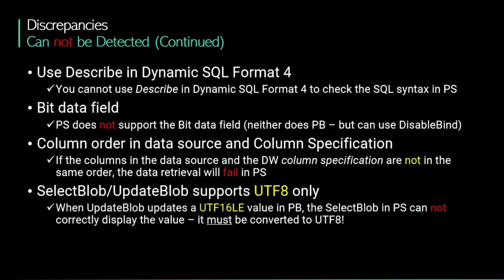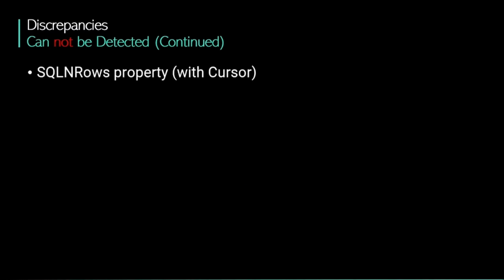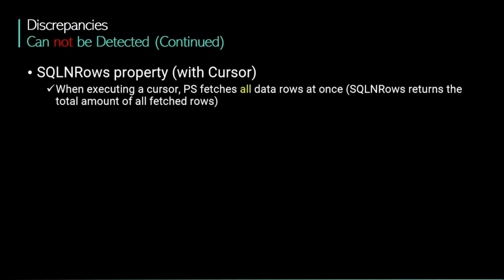Select blob and update blob supports only the UTF encoding. In recent versions of PowerBuilder, it uses the encoding UTF-16 little endian. In the select blob, PowerServer cannot correctly display the value, probably because it's expecting it only in UTF-8. So for example, if you do a select, you're going to have to make sure that you do an actual blob command with brackets around that data so you convert it from 16LE to UTF-8. Otherwise, it won't work. And that has to be done for the JSON data stream to return the result set in JSON format.